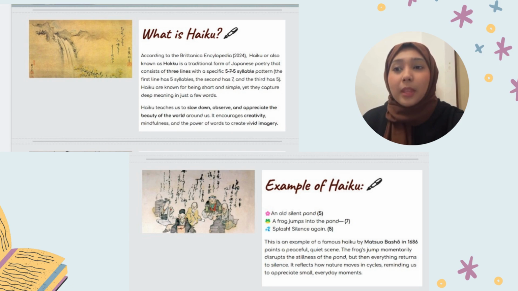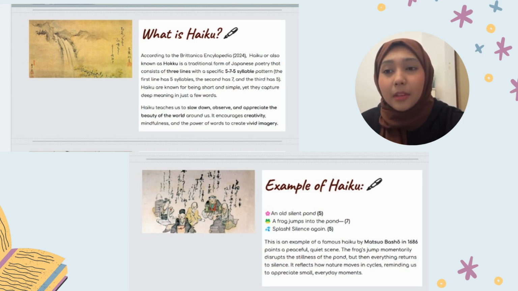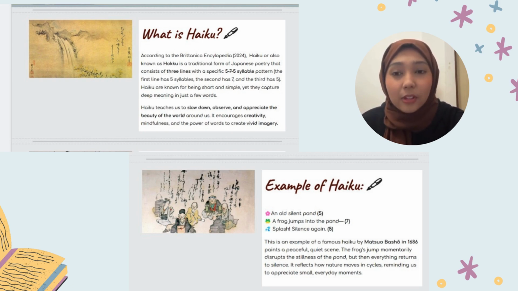An example of haiku. The example is from a famous haiku by Matsuo Basho in 1686. The haiku is, an old silent pond, a frog jumps into the pond. Splash! Silence again. So this haiku paints a peaceful, quiet scene where the frog jumps in momentarily, disrupts the stillness of the pond, but then everything returns to silence. It reflects how nature moves in cycles, reminding us to appreciate small, everyday moments.